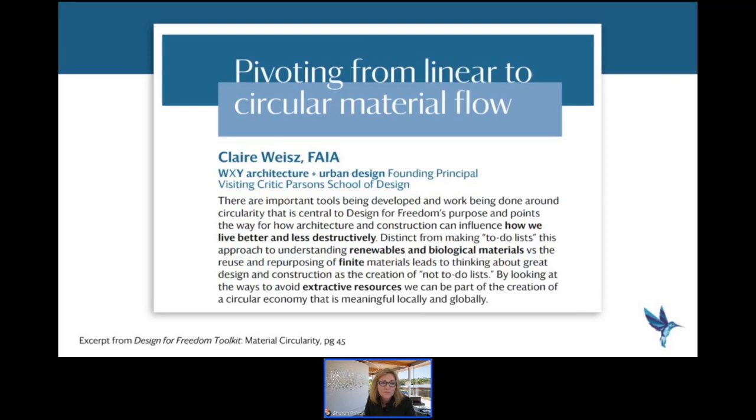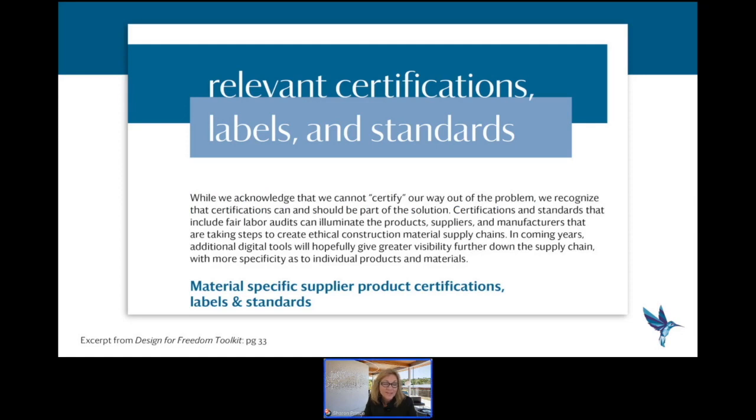And it's also important to think about moving from a linear to a circular material flow, because that is important in terms of truncating the supply chain at the extraction level, where it is at the highest risk of forced and child labor. So relevant certifications are in the toolkit. Labels and standards. I want to thank you, Material Bank. Design for Freedom is working with many of the certification bodies, transparency labels, and material databases to create this next level of social equity transparency.